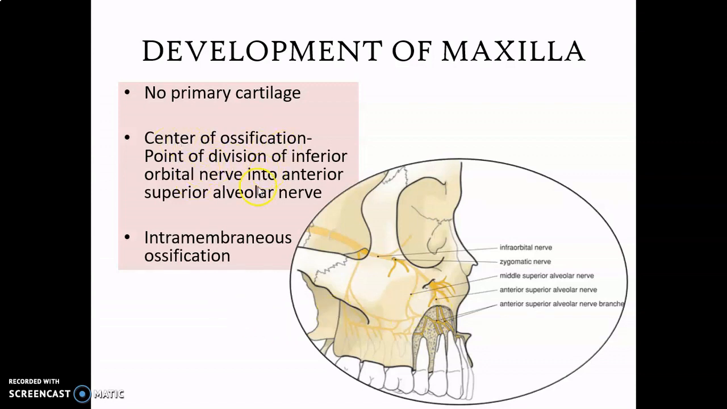And the center of ossification here also is related to a nerve. It is at the point of division of the infraorbital nerve into the anterior superior alveolar nerve. So this is the point of initial ossification, or the place where the first bone of maxilla will form. It is in this mesenchyme that bone formation happens first. So from this site of initial ossification, bone formation spreads in various directions.